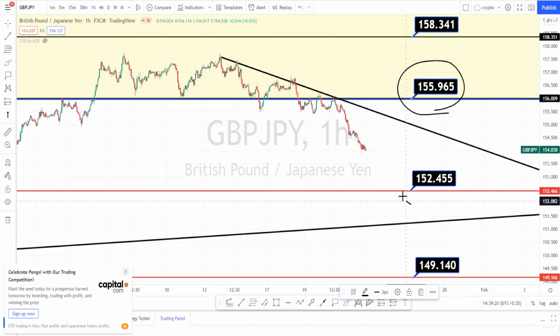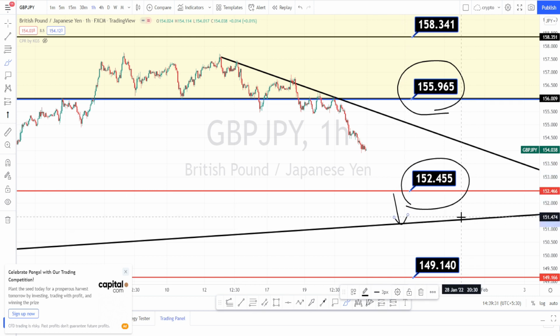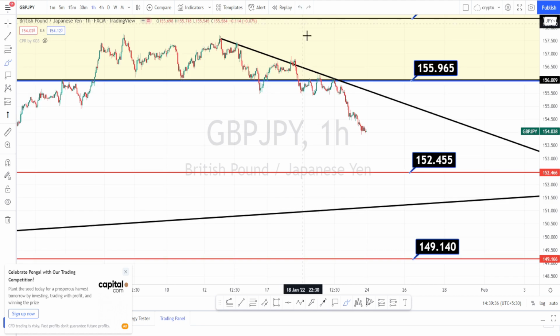We can expect the current price action to take support at the price level of 152, and if this level doesn't hold, we can expect a further fall in this currency pair. Let us mark the support and resistance levels.